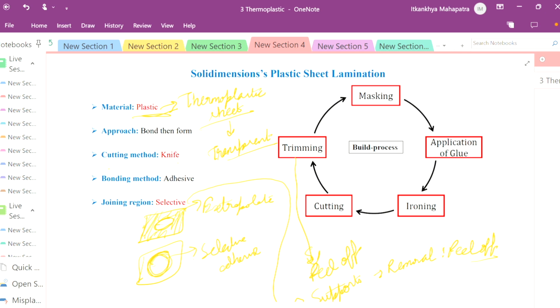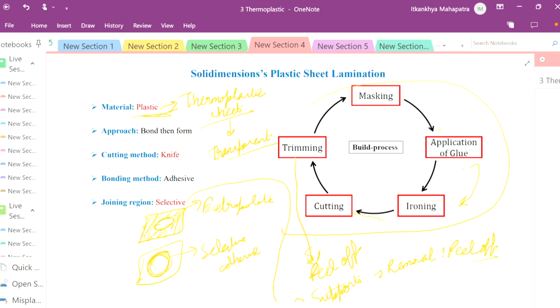So there is a support removal flow, and this is the flow chart for this entire process. First we do masking, this is the joining region, and the joining region is selective. Second is application of glue only in the portion which is required, the final product portion, and then we do ironing. Ironing is nothing but applying a force to join the two adjacent layers, and then cutting the extra portion, and trimming is just peel off.